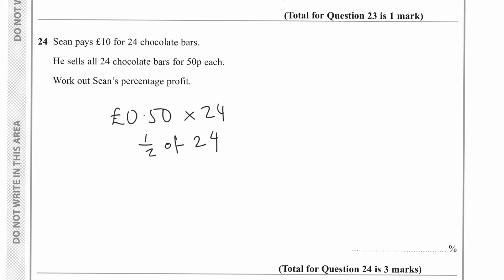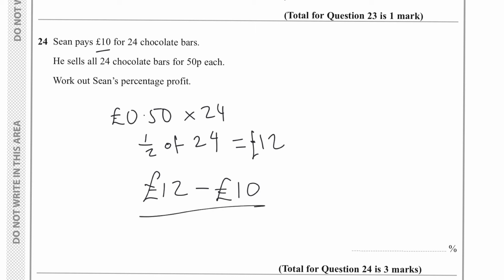Because 0.5 is the same as a half, half of 24 is 12. So essentially, my guy's made £12, which is all right. It's all right, Sean. In order to work out his profit, you're going to do how much he made, take away how much he spent on the stock, which is £10, divided by the total stock that he spent, which was £10, times by 100, because we're dealing with percentages here.